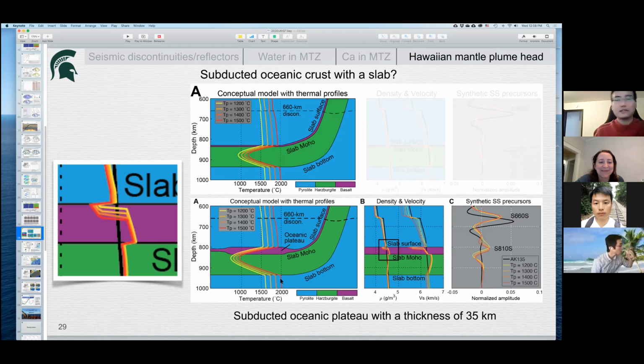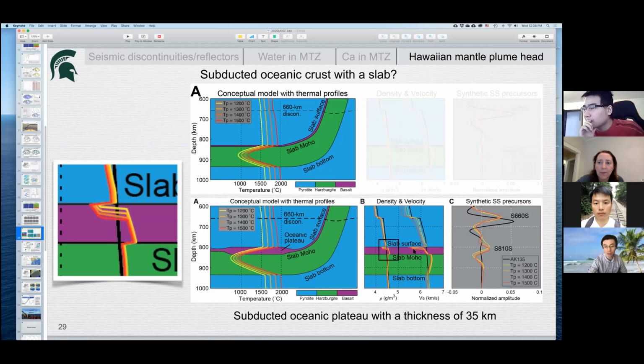Yeah, sure. Thank you for the talk. I have a question about actually using these plots. My question is that I noticed that there is a velocity jump in this oceanic plateau. I wonder if this jump is caused by the phase transition for the basalt or something else.